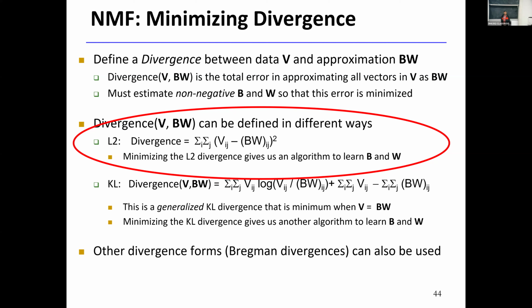So here's what I can do. I can initialize my B and W somehow. I'm trying to say V equals BW. And let's say I initialize my B. So then what is my new W? Is it going to be B inverse or B pseudo-inverse? B pseudo-inverse times V, correct? But is it guaranteed that this W will now be non-negative? So if W is not non-negative, how can I make it non-negative?